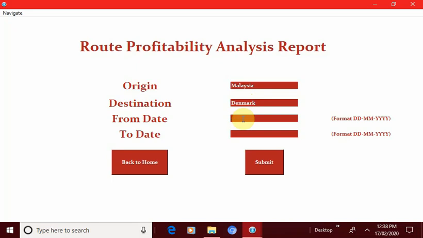So we are going to analyze the data from the 1st of January 2019 to 31st December 2019. The format is here to enter the dates, and we submit it.